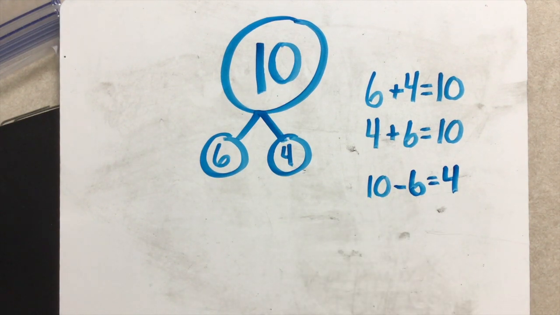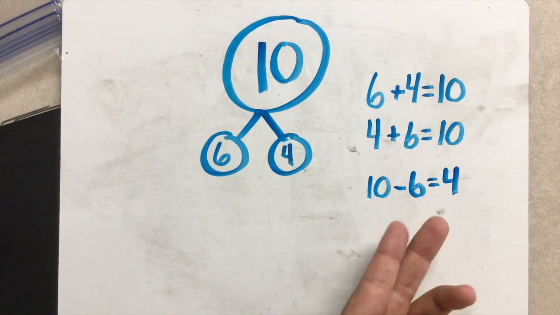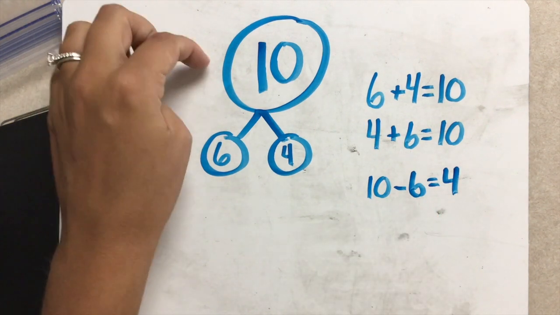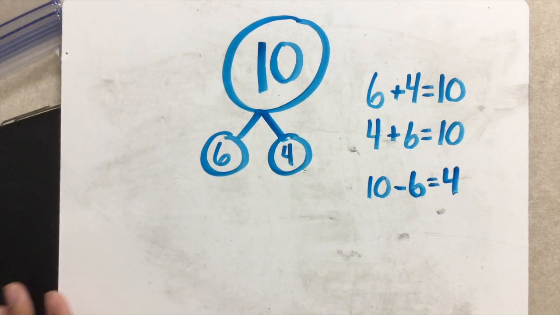We talk about that a lot at school. We can't flip the parts on a minus. It does not work like that. On a minus, we always have to start with the biggest number. So what's my biggest number in this problem?